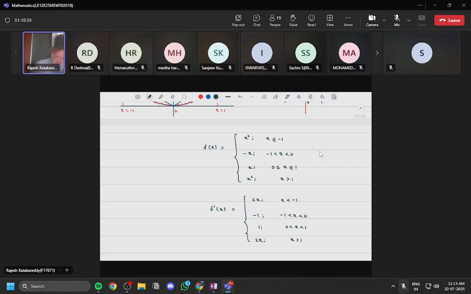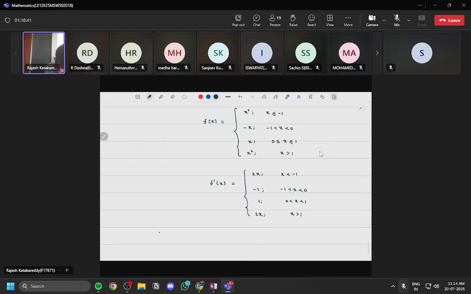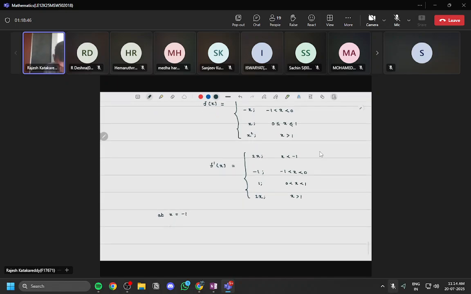Why non-differentiable? Didn't understand. At x equals -1, f dash of -1 minus is the left hand derivative at -1. In the left neighborhood, 2x is what you have. So if you substitute -1, you will get -2. What about the right hand derivative? The right hand derivative is how much here? -1, correct? So can I say it is differentiable?